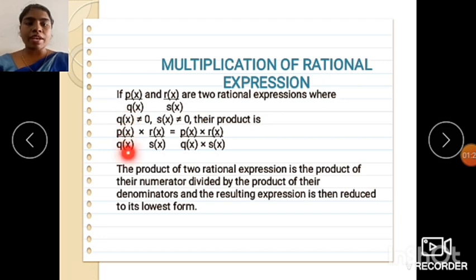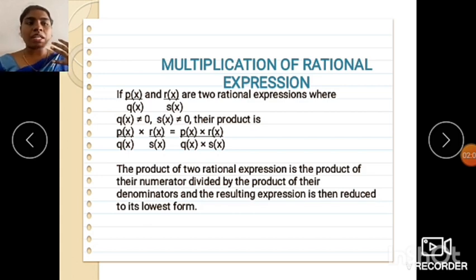p(x)/q(x) times r(x)/s(x) is equal to p(x) times r(x) by q(x) times s(x). So the resulting product will be p(x) times r(x) by q(x) times s(x), which means we need to multiply the numerator and the denominator. The product of two rational expressions is the product of the numerators divided by the product of the denominators, and the resulting expression is then reduced to its lowest form.